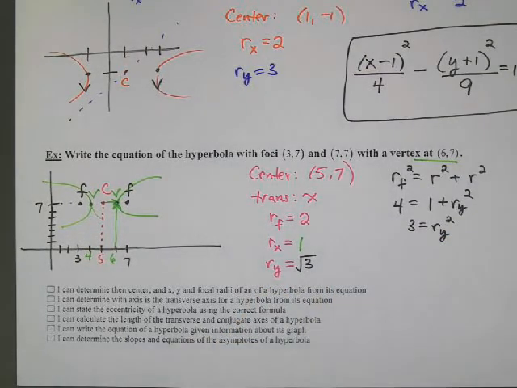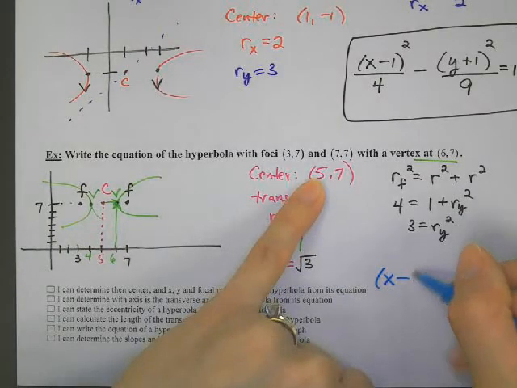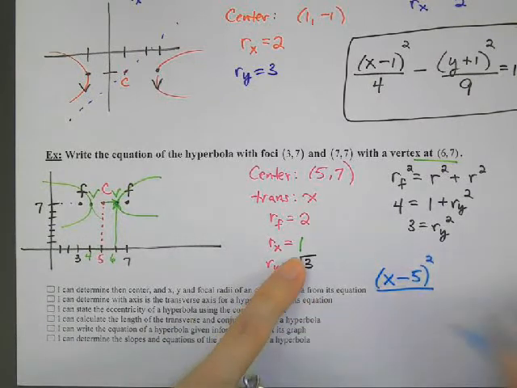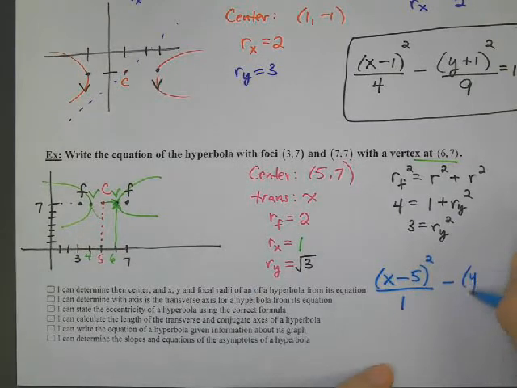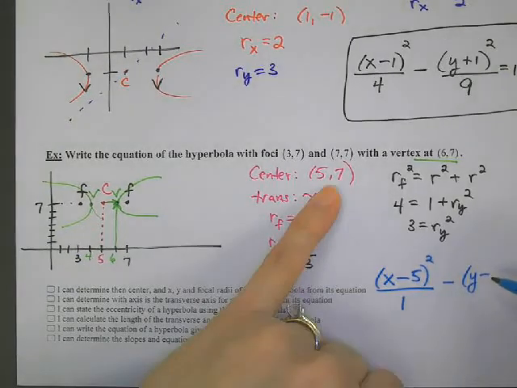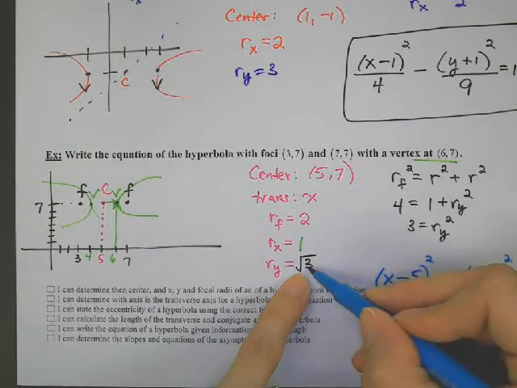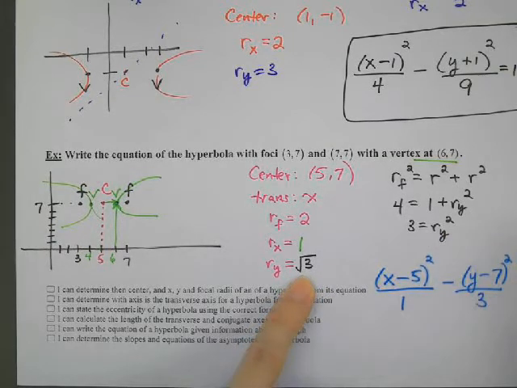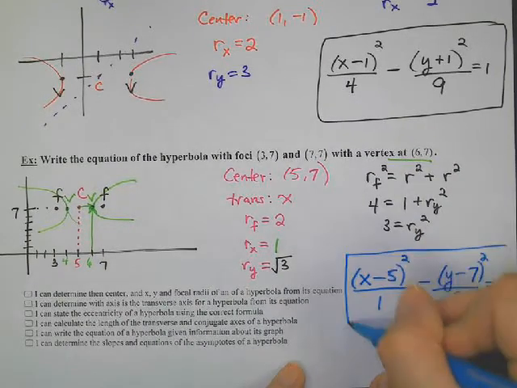Okay, equation time. Who's going to go first? The transverse, the x one will go first. X minus center's 5, quantity squared. R sub x squared is going to be a 1. Minus sign for hyperbola. Y minus, let's see, where's the center? The y number 7, quantity squared, over r sub y squared. Radical 3 times radical 3 is a regular 3. Yep, I agree with that fact. And don't forget, equals 1. Go ahead and box that answer.